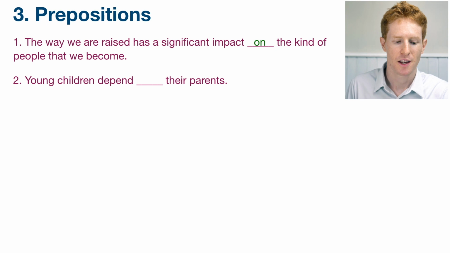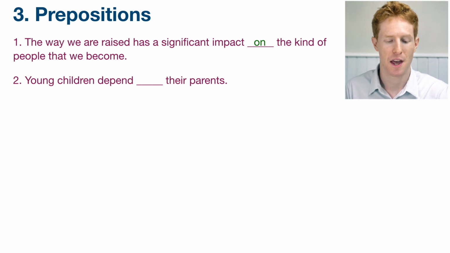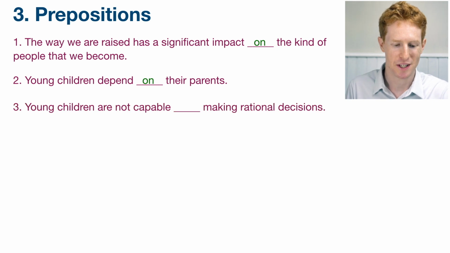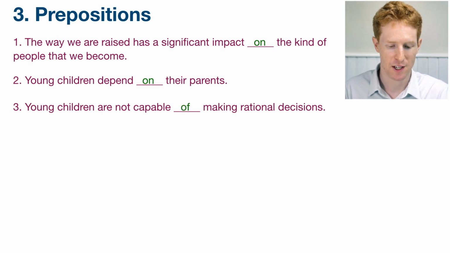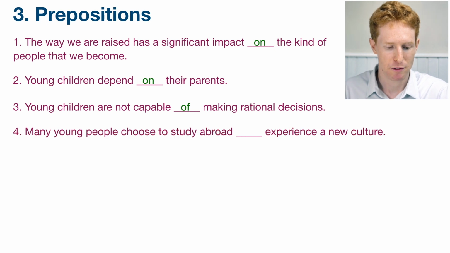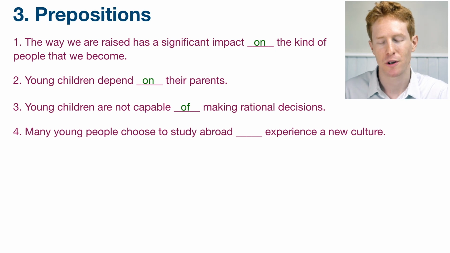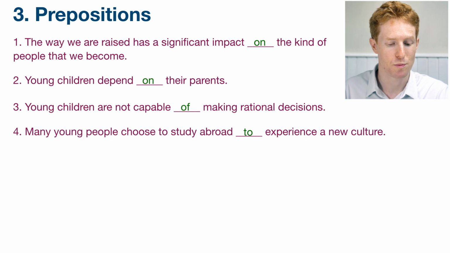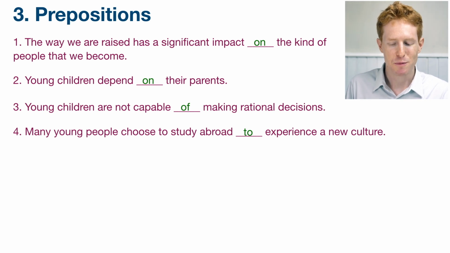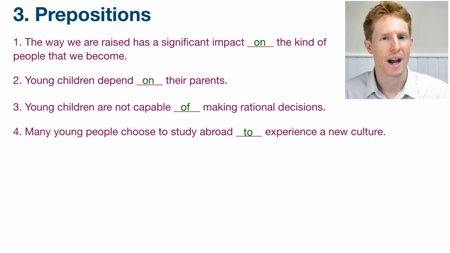Number 2, young children depend their parents. The answer is on. Number 3, young children are not capable making rational decisions. Capable of making rational decisions. Number 4, many young people choose to study abroad, experience a new culture. The preposition is to.